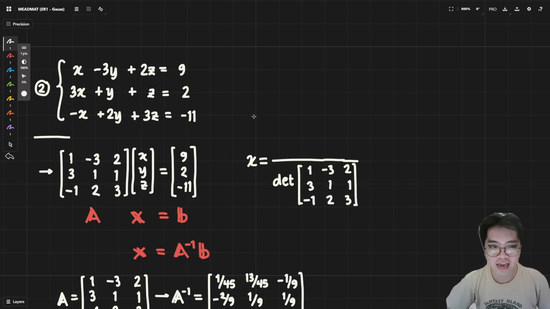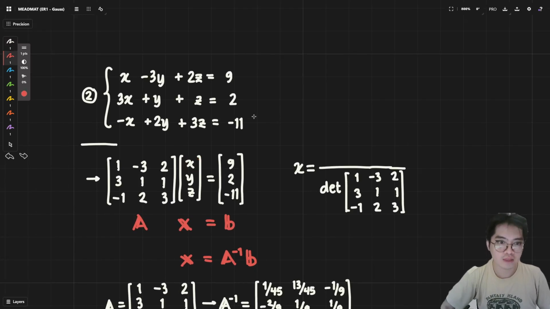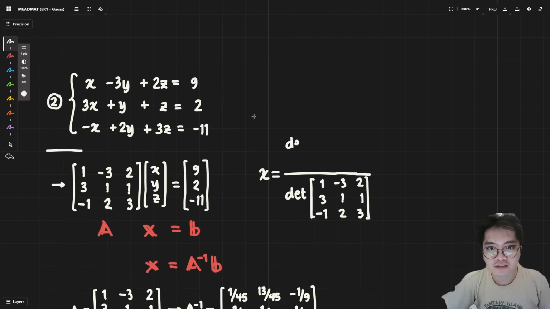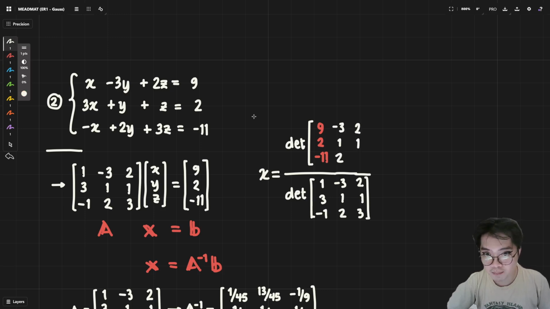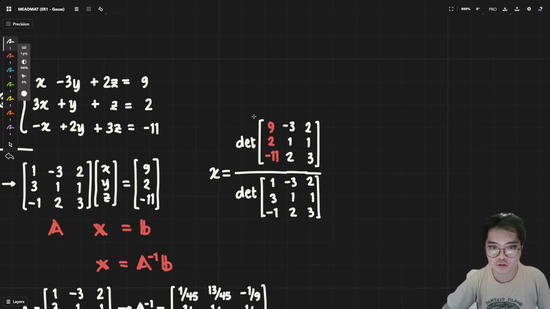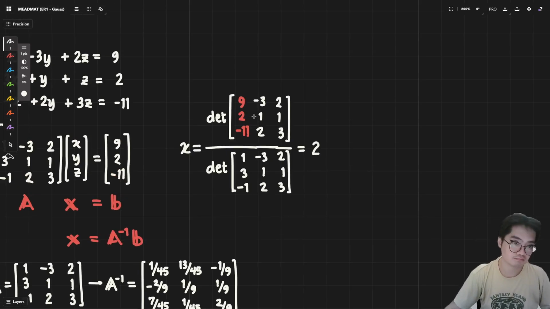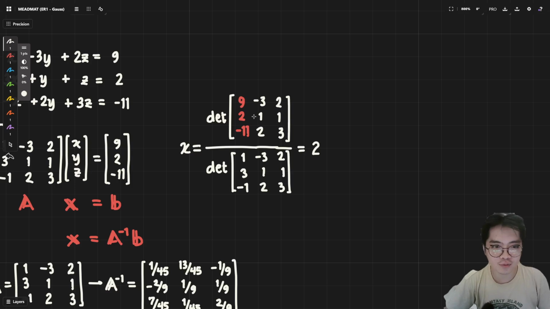Now notice that x is the first variable. That means you will now replace the first column with the answer, the quote-unquote answer, as in this thing, 9, 2, negative 11, and everything else remains the same. Now, if you get the determinants for both of these things, you should get 2. And then you will repeat for y and for z.